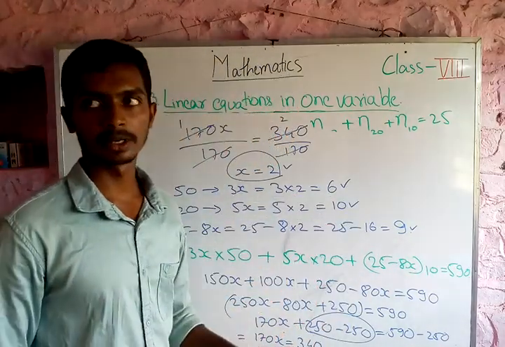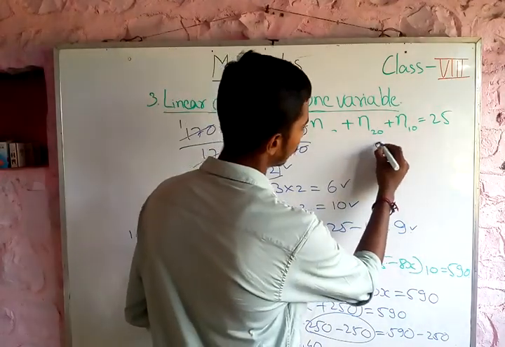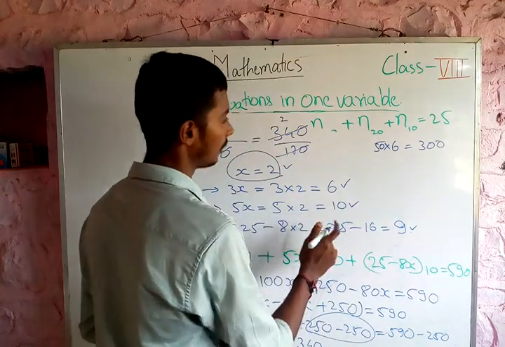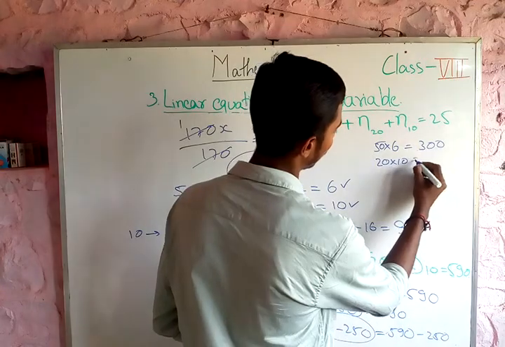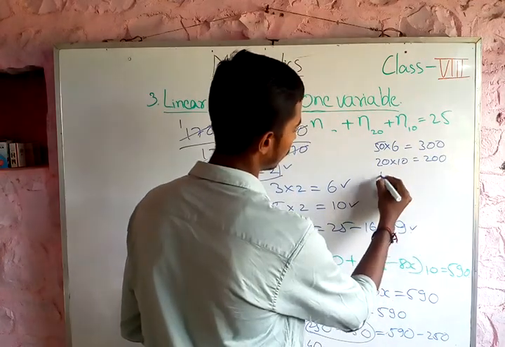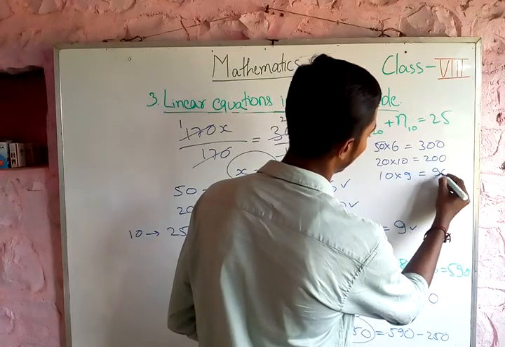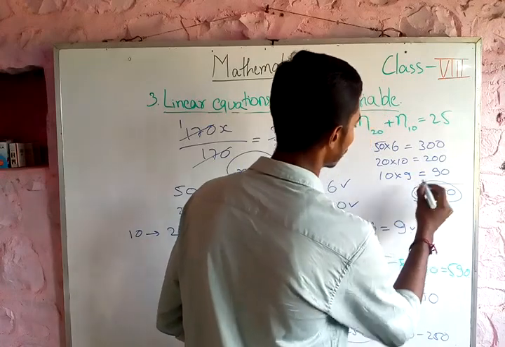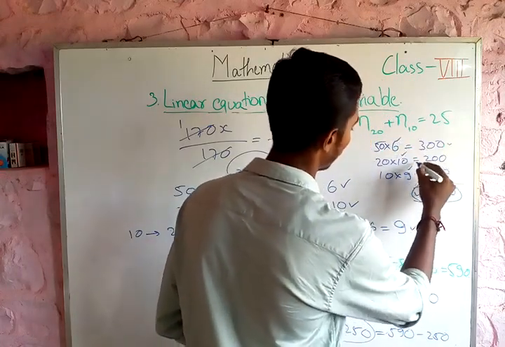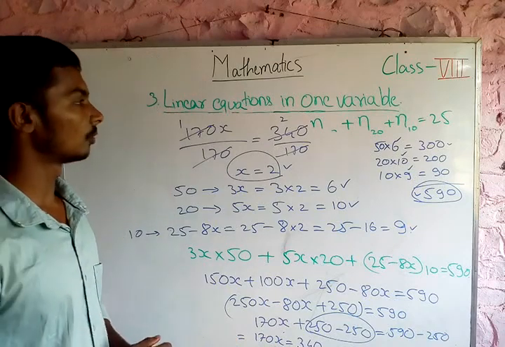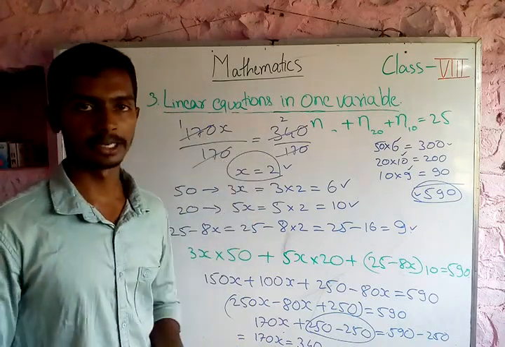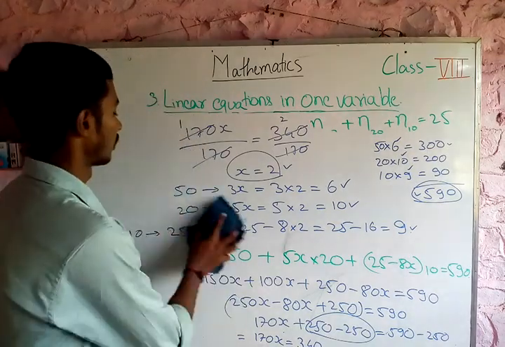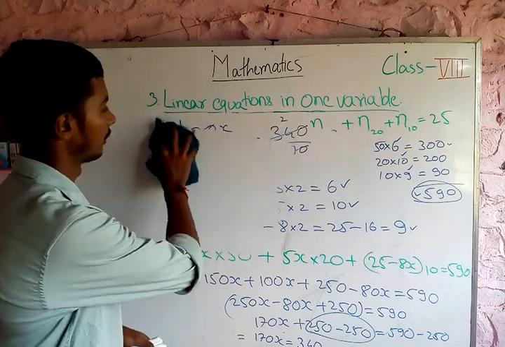Now see here, let's check if this is correct. How to do it? 50 into 6 will be 300, and 20 into 10 will be 200, and 10 into 9 will be 90, and the total amount becomes 590. Okay, so what we have found is right: 6, 10 and 9. This is how we use linear equations in our day-to-day life. So this is about your third chapter, linear equations in one variable. Thank you.